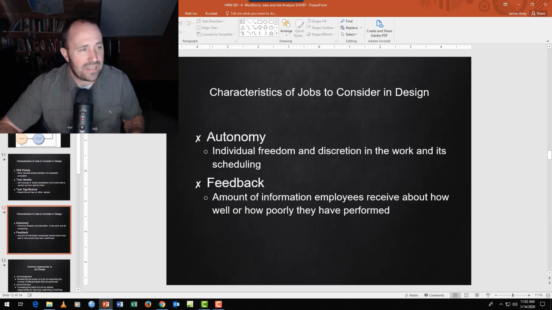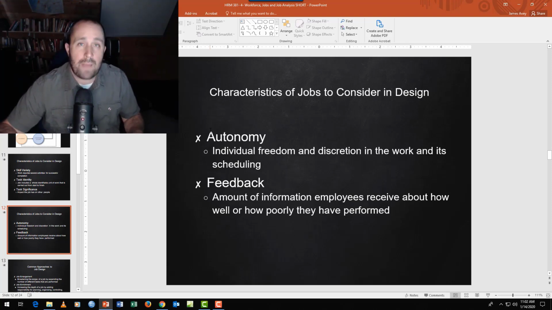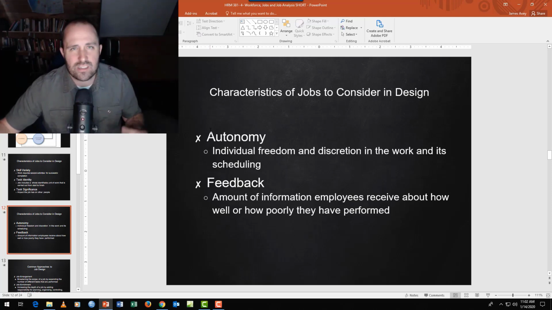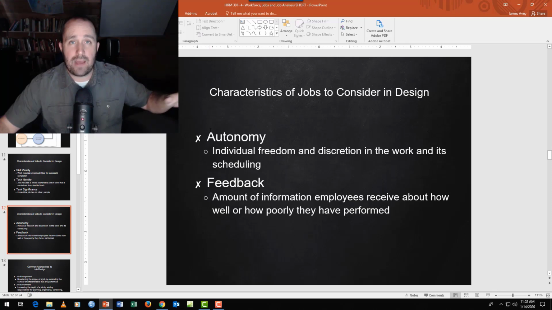Back in the 1980s, they stopped using the word autonomy. They began to use the word empowerment. Right? So there's a whole literature on empowerment, but it's very similar. Do you have self-determination? Do you get to decide how things get done and then implement that?